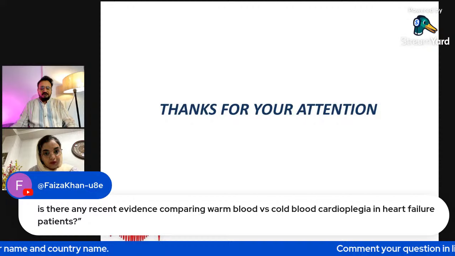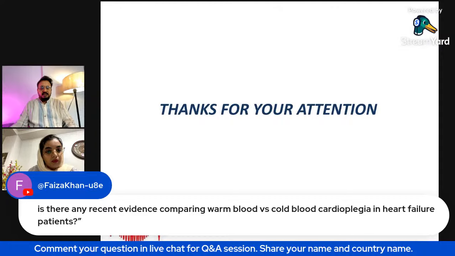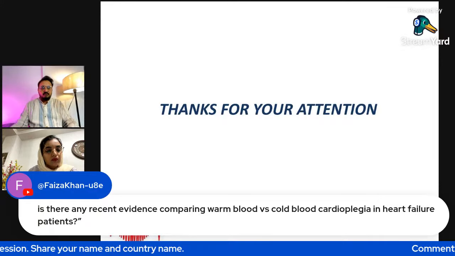Because if the patient has a low ejection fraction, it is better to give blood cardioplegia because it has oxygen in it, and it doesn't cause hemodilution. It also delivers oxygen to the myocardium, so that is good for the myocardium.